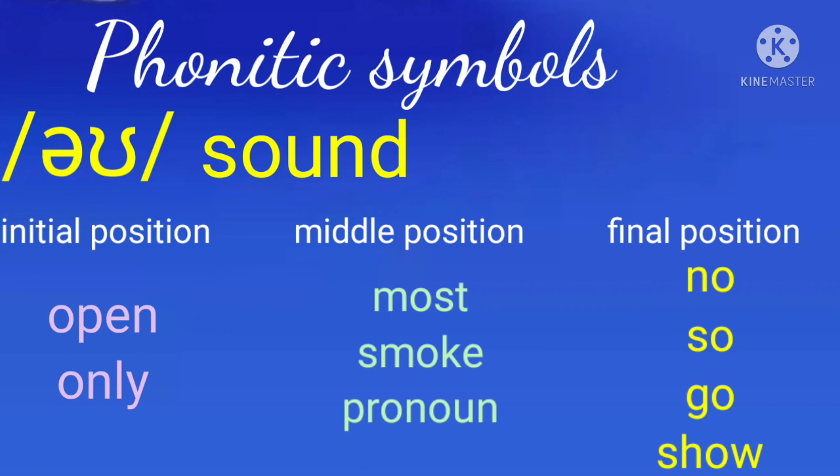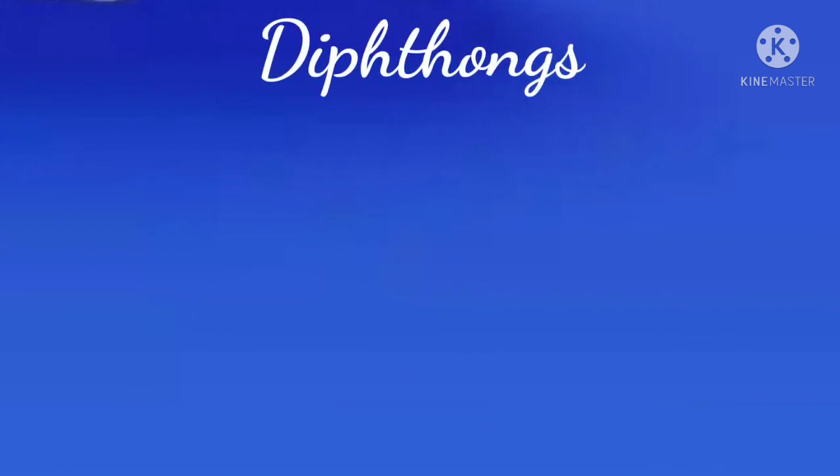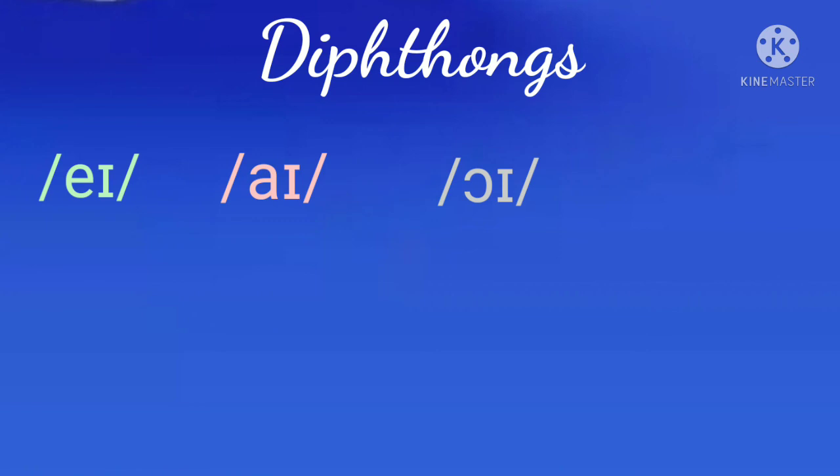Now we have studied 3 plus 2, 5 diphthongs. Which are they? A, I, oi. Those diphthongs we studied in the last class, and today we have studied two more. One is ow and the other is o.